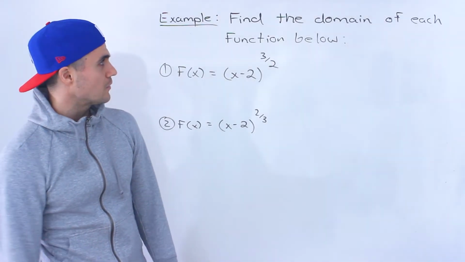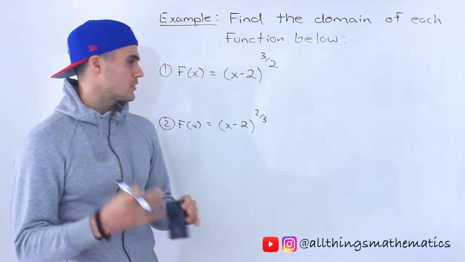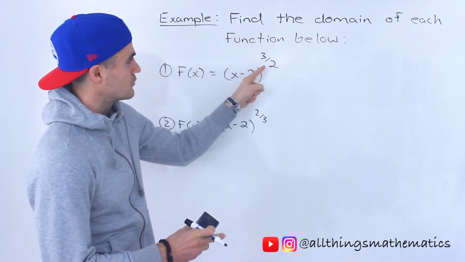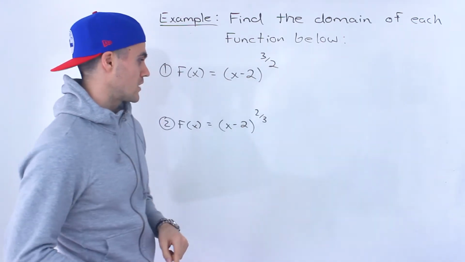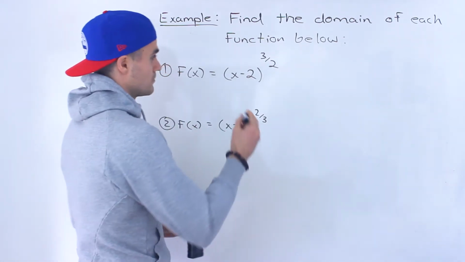And in this video, what we've got to do is find the domain of these two functions. Notice they're pretty similar. They're both x minus 2 to the power of something. Here we have to the power of 3 over 2. Here we have the power to that reciprocal, 2 over 3. And they look similar, but the domains are actually going to be very different.